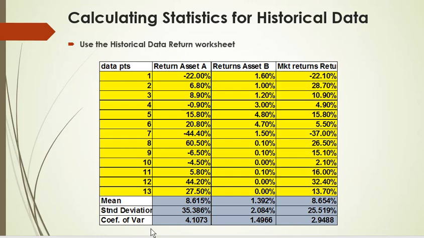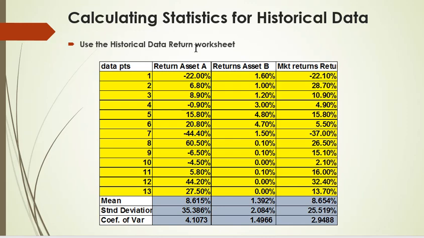Let's think a little bit about historical data. Again, what I've done is I've gone out and gathered some data. Asset A here is Microsoft. Asset B is a 20-year treasury bill. And the market here, the final column, is the S&P 500. So we want to, again, calculate the statistics for this historical data.